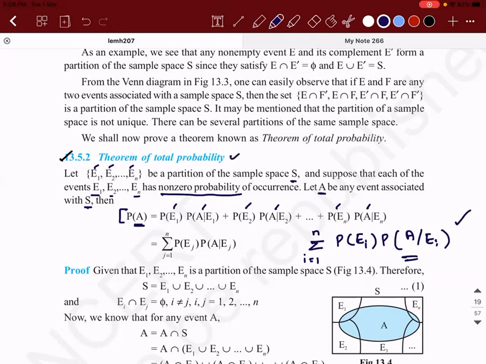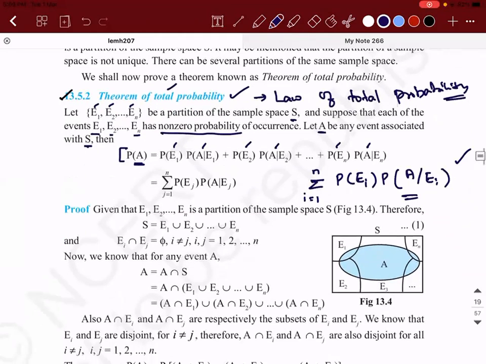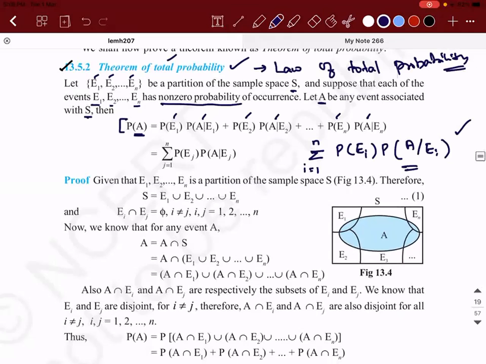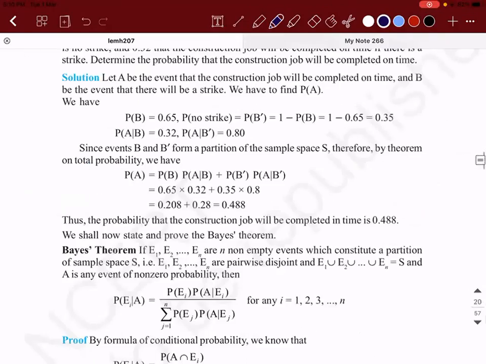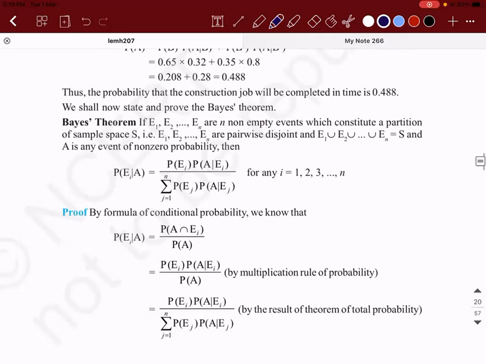This is what is called the law of total probability, also called the theorem of total probability. Based on this, we are going to see a theorem called Bayes theorem.